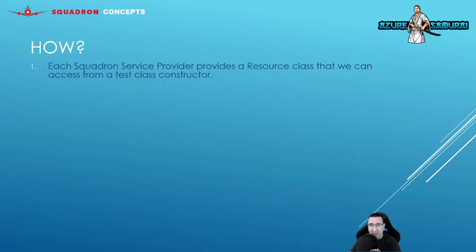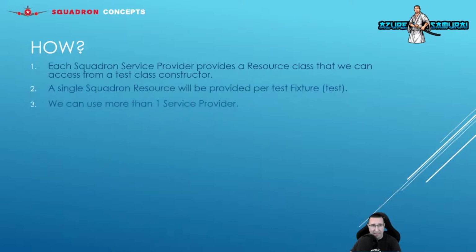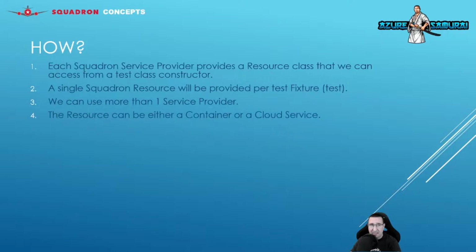Then, a single Squadron resource will be provided per test, as an XUnit test fixture. Then we can use more than one service provider, so we could use MongoDB and Redis. As well, the resource can be either a container or a cloud service, but we will focus on the container.